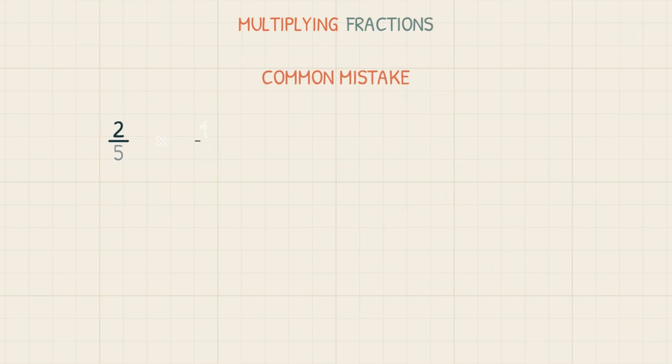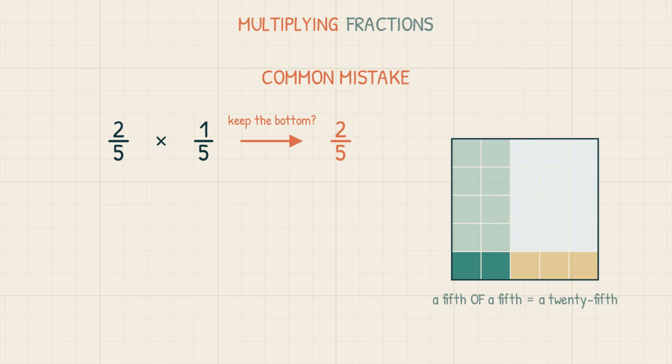Here's the trap. 2/5 times 1/5. The bottoms already match, so lots of people just multiply the tops and keep the bottom. 2/5. But look at the grid. 1/5 of 1/5 is a tiny piece, a 25th. When you multiply, the bottoms multiply too. 2 times 1 is 2, 5 times 5 is 25. 2/25.